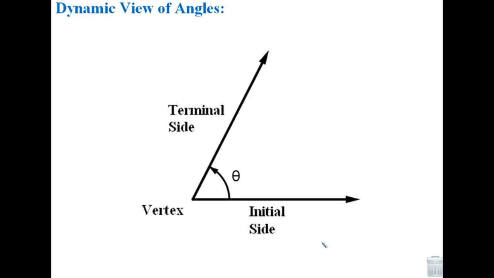Now the first step for expanding on our trigonometric definitions is going to be to take a different view of an angle. We're going to say it's a dynamic view of an angle. So we're going to think of an angle as something that's moving, something that's rotating, something that's opened up, rather than just the static set of rays.